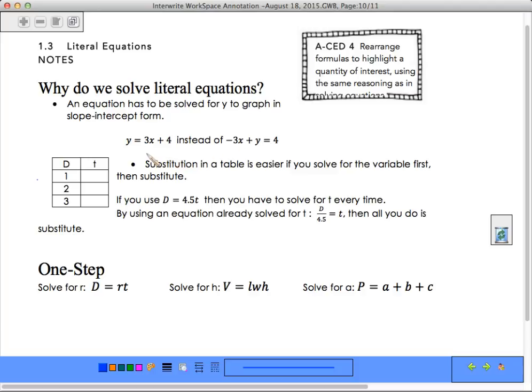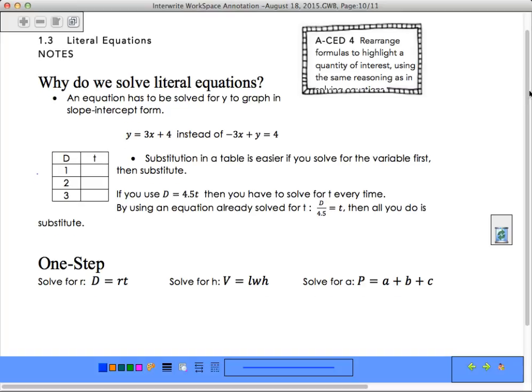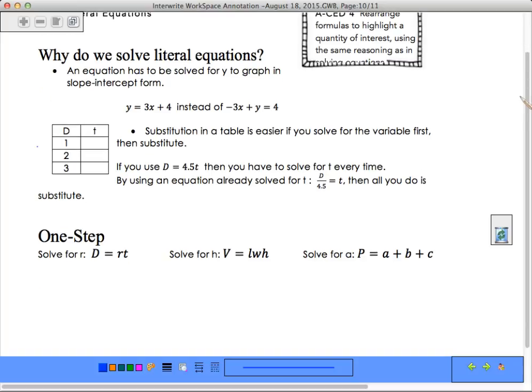And we'll get into that more later. Also, it makes it easier to substitute into a table. For instance, if I substitute 1 into this equation, I still have to solve for t. But if I rearrange the equation first, then I can plug 1 in here and take 1 divided by 4.5 to get t. And then take 2 divided by 4.5 to get t. And then 3, and so on. It makes it a lot quicker and easier to fill in a table. It's also very handy in science classes when you need to convert from one thing to the other. Sometimes you need to change the way the equation's arranged.